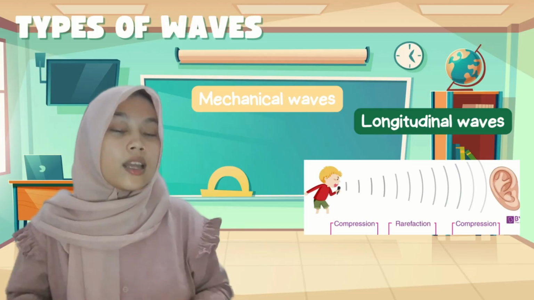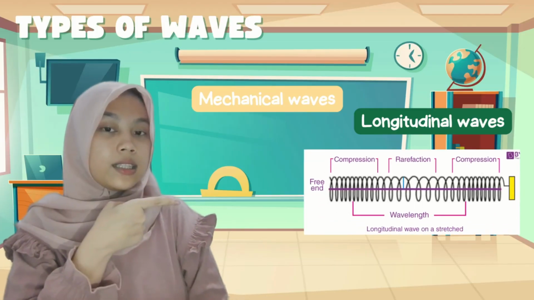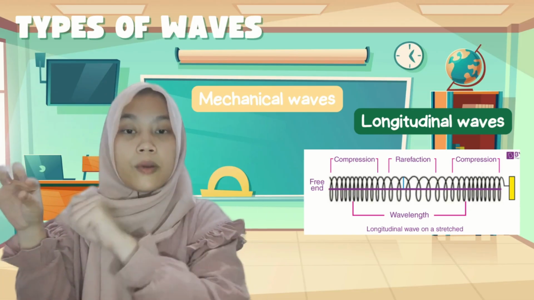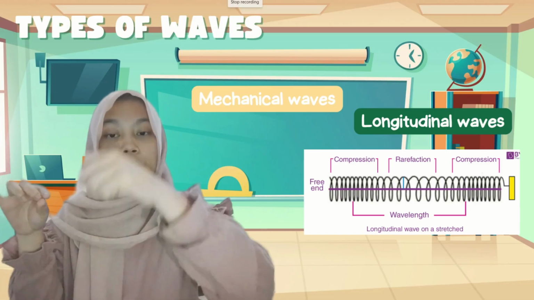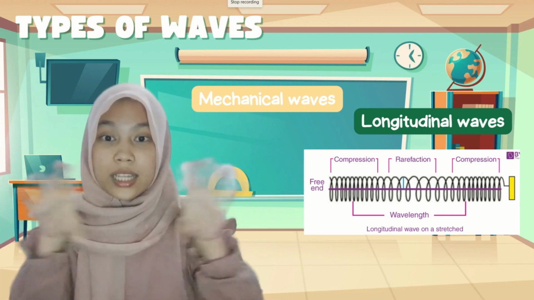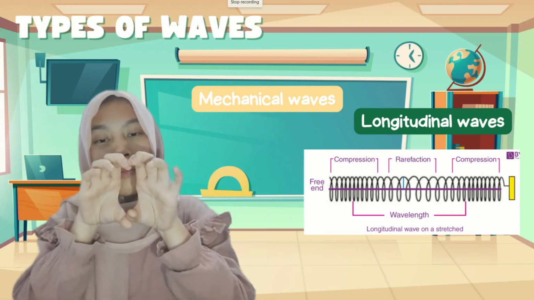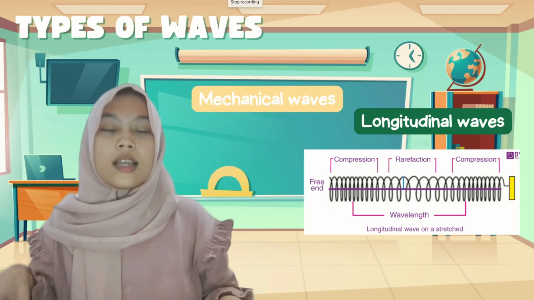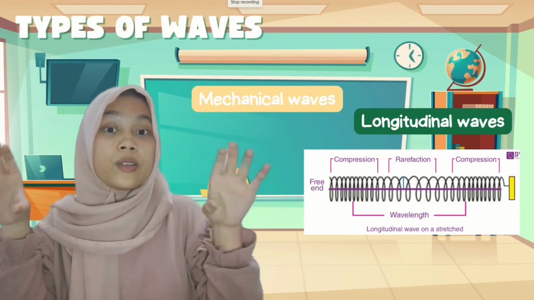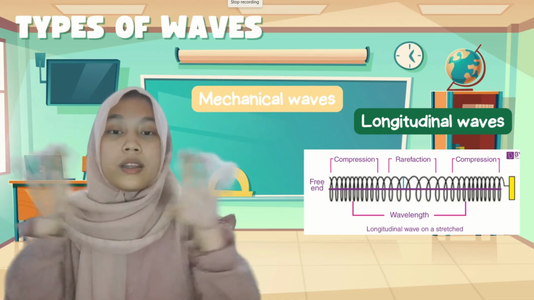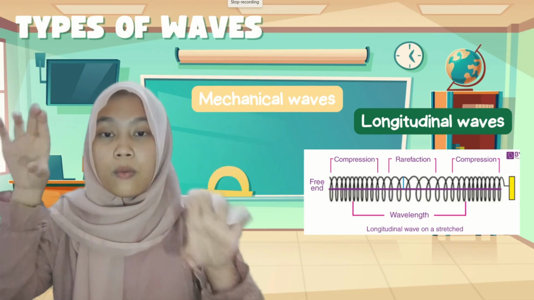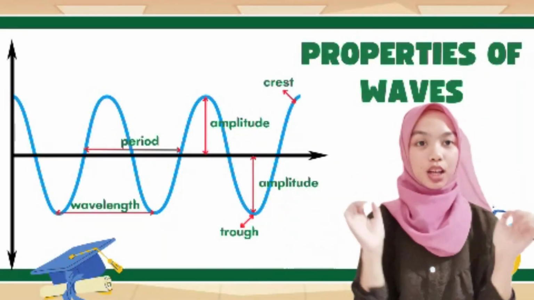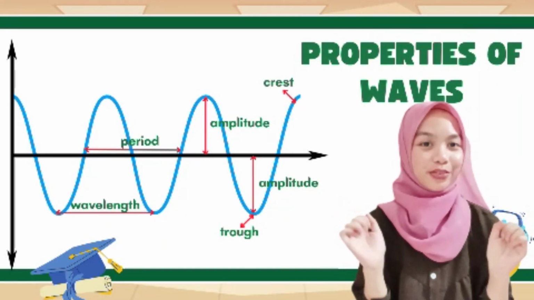Or we can illustrate the wave like this, where the line is the direction of the wave and the particles will move like a string moving back and forth, back and forth like that, parallel to the direction of the wave, not like this. That one is transverse.